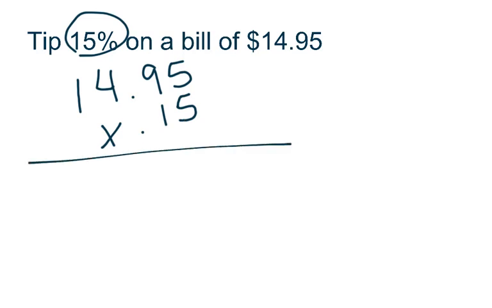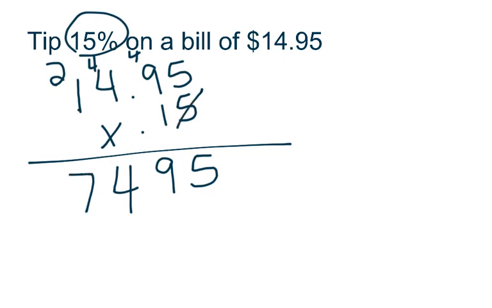5 times 5 is 25. Carry the 2. 9 times 5 is 45. 45 plus 2 is 47. And I'm going to carry this 4 here. 5 times 4 is 20, plus 4 is 24. Put the 4 down, carry the 2. 5 times 1 is 5, plus 2 is 7.